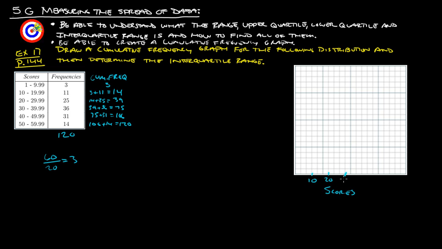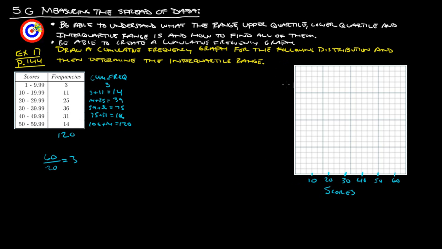So 20, 1, 2, 3. This could be 30, because you could say every 2 would be 10, and then 20, 30, but you just wouldn't use as much graph, so I'm going to go by every 3. 40, 1, 2, 3 more is 50, 1, 2, 3 more is 60. Alright?